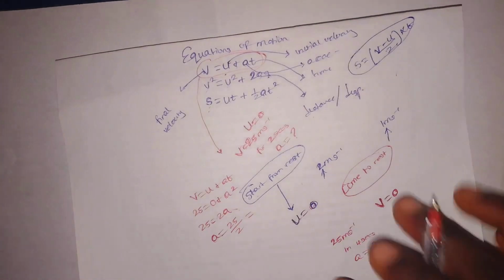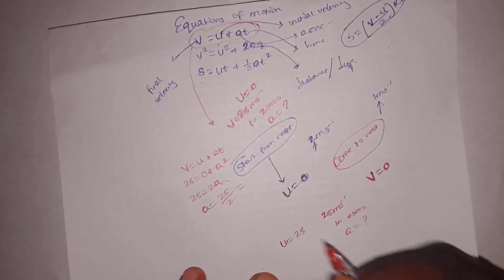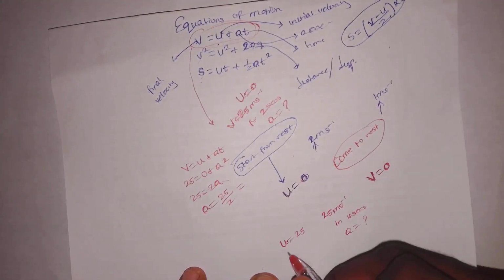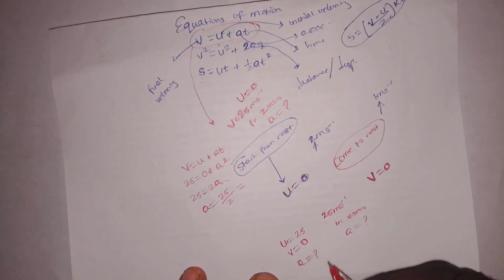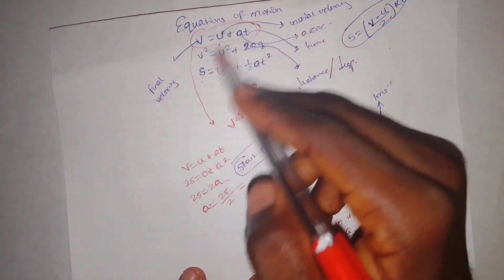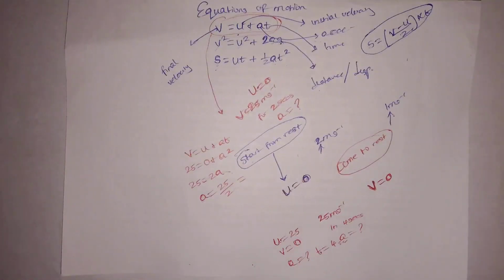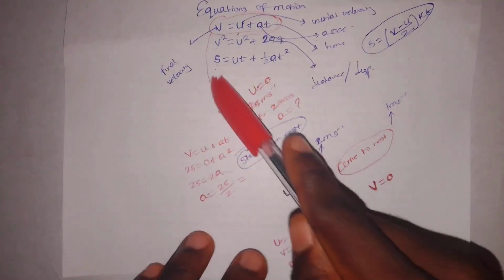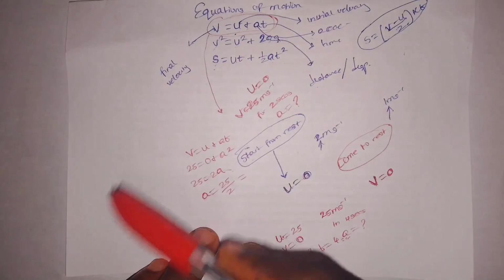Now, in this particular question, they are telling you that the u is what? 25. Comes to rest means that the v is 0. They are saying you should calculate our acceleration. t is 4. So it's so easy. If you make use of this formula, you get your acceleration. So that is how to differentiate, how to know in this question which velocity they are talking about.